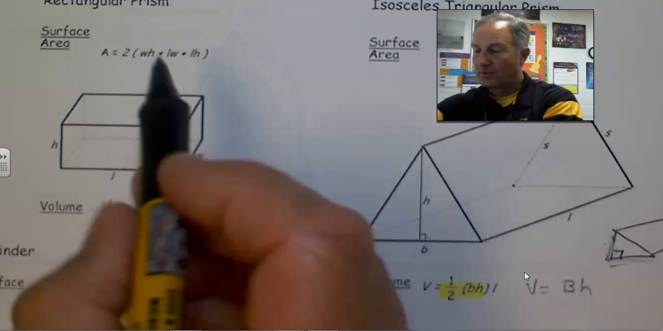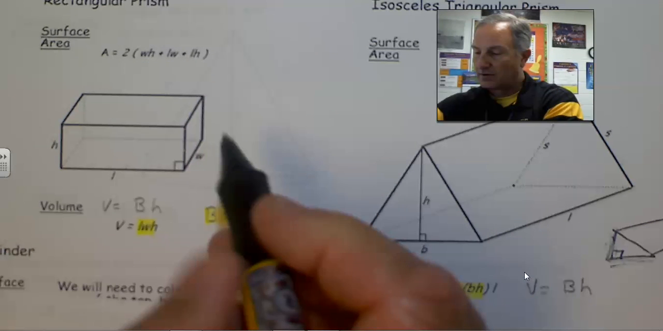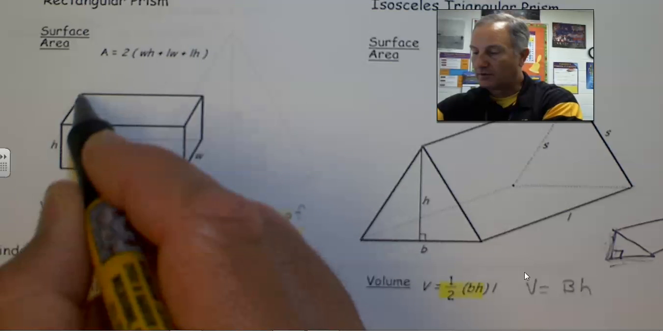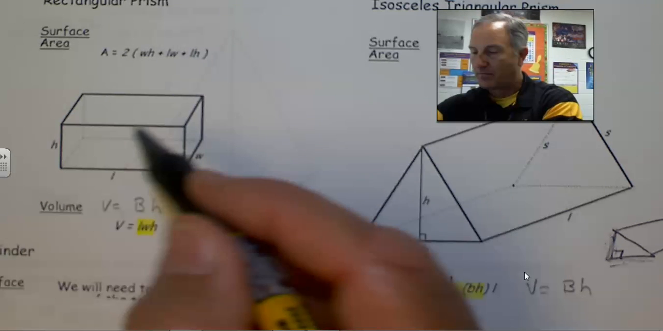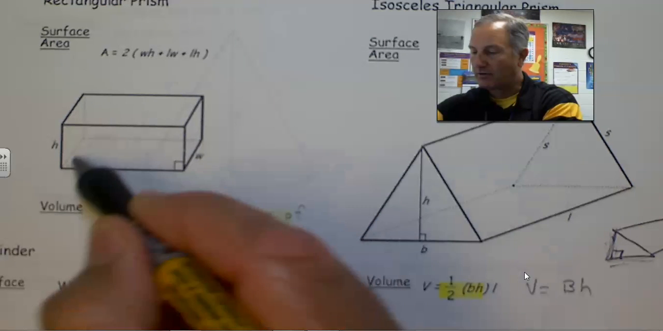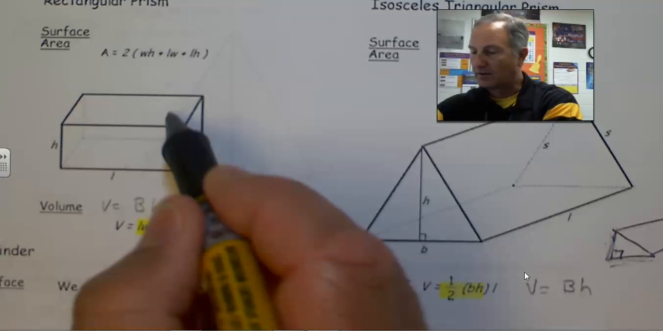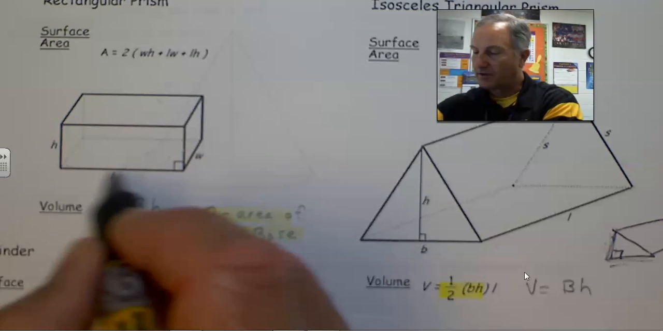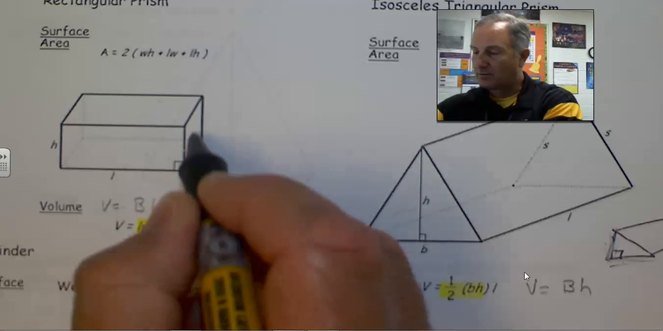So W times H gives me the area of this side. And when I double it, I get the area of this side. LW, that's my bottom, so I find the area of the bottom. And when you double it, you get the area of the top included. And then L times H gives me the front. You double it, I get the back.